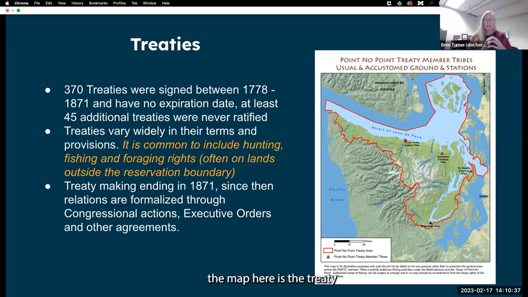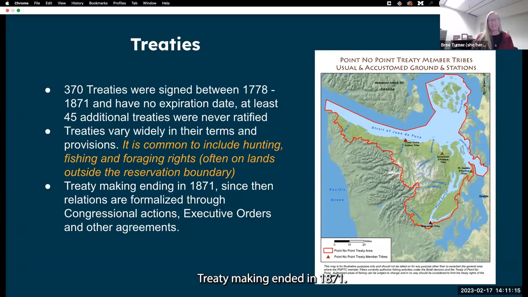The map here is the treaty that covers the area in Washington that I grew up in, and you will see the usual and customary harvesting areas are much broader than where the tribal communities are located. And this is an important point when trying to figure out what tribal partners you would be invested in for your coastal project. And speaking about lands, you'll hear Ashley talk about her ancestral lands. These lands are much broader than maybe what you'll see as a reservation on a map somewhere.